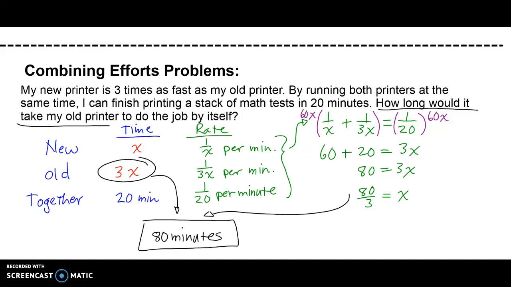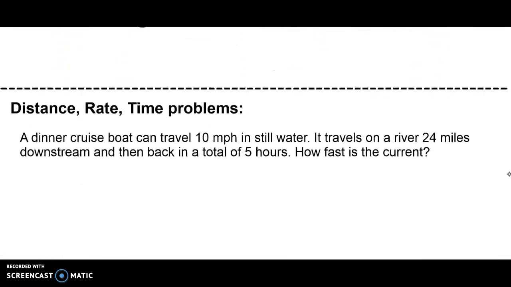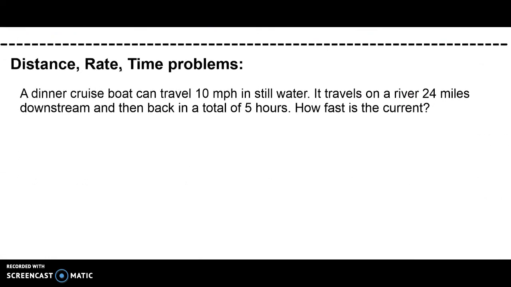Okay, one last type of word problem to take a look at, and this is a type that you've studied in the past: distance, rate, and time. By now you should be really familiar with the relationship distance equals rate times time.